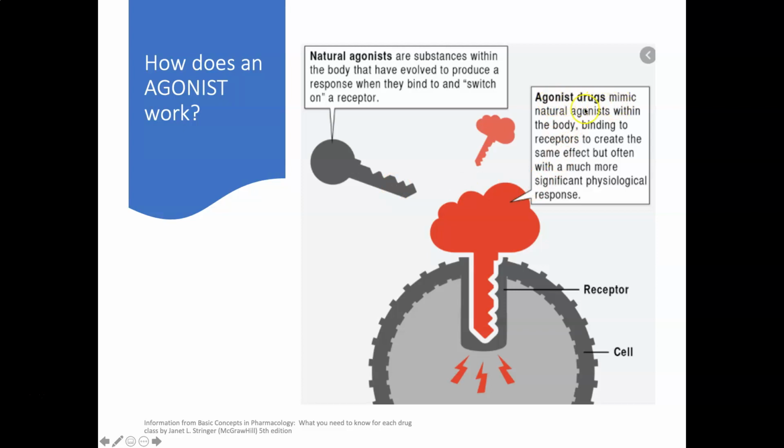Agonist drugs then mimic those natural agonists within the body, binding to the receptors to create the same effect, but more often with a much more significant physiological response. And we'll talk through this, but part of it is that the drugs have to be stronger than the natural agonists in the body. The agonist drugs have to be stronger because they're not the same.